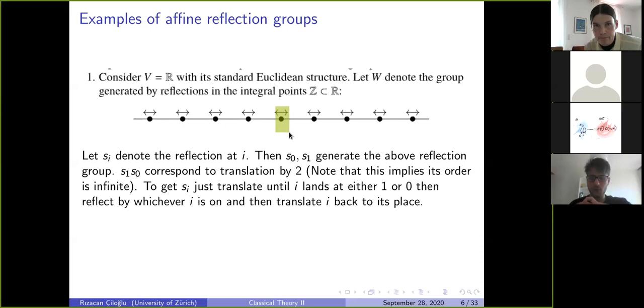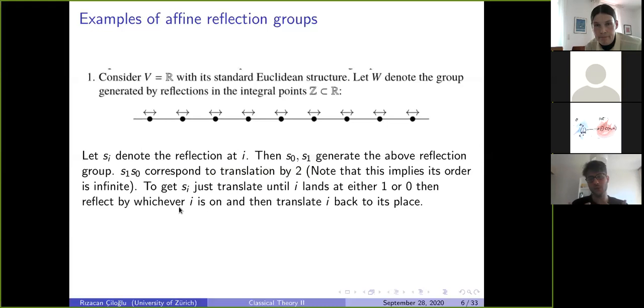And then again, reflecting with respect to one just reverts the orientation back to its place. So it preserves the orientation, it doesn't change it. To the right is still the positive direction. And for the point zero, reflecting by S0 does nothing to the point zero, and reflecting by S1 just takes it to two. So this is actually just the translation by two. And note that this implies its order is infinite. This is important. Translations have infinite order. And we will encounter this again in a lemma.